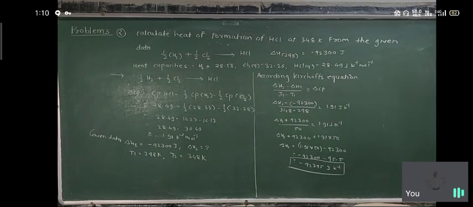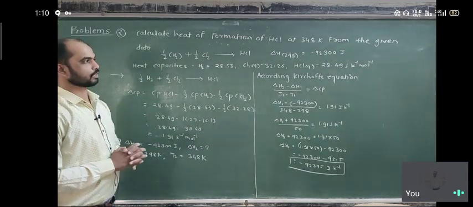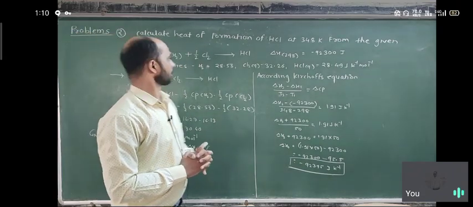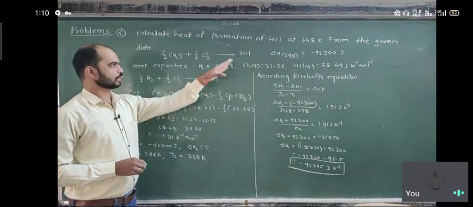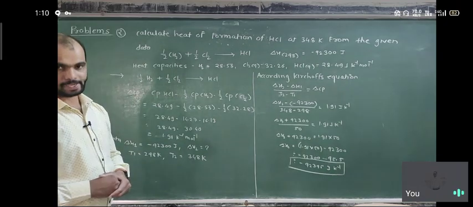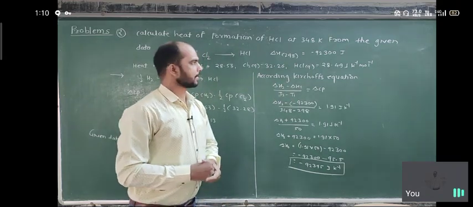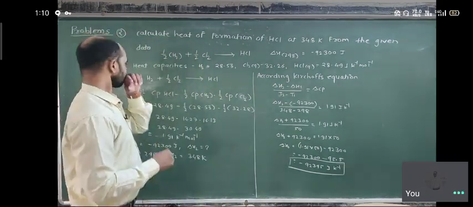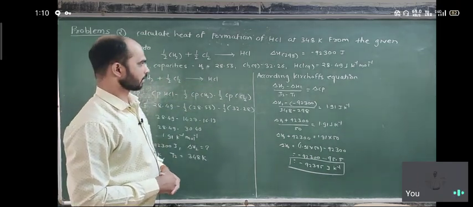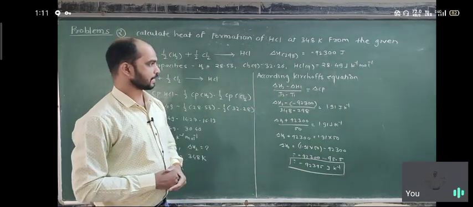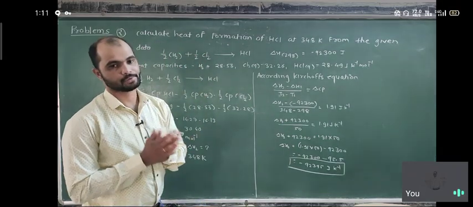Okay, the second problem is given to you. Calculate the heat of formation of HCl at 348 Kelvin from the given data. The reaction is given to you: 1/2 H2 plus 1/2 Cl2 gives HCl, and the delta H at 298 Kelvin, meaning T1, is minus 92,300 joule. The heat capacities are given. For H2 it is 28.53, for Cl2 it is 32.26, and for HCl it is 28.49 joule per Kelvin per mole.